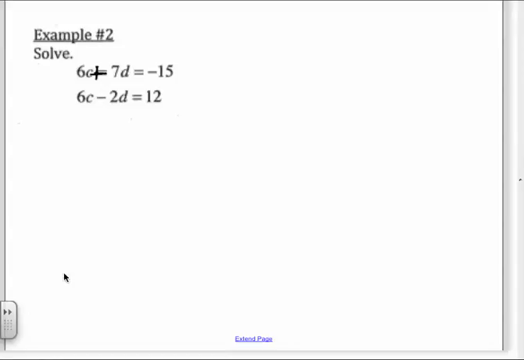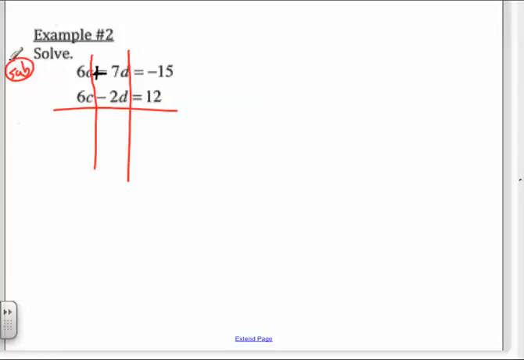Now let me ask you this. If that's the case, what would make the C's cancel out? Addition or subtraction? If I add these two equations together, or if I subtract them? Subtract them. So look, I'm going to draw my little columns here. And remember, I'm subtracting. I'll write it off to the side just to remind myself.